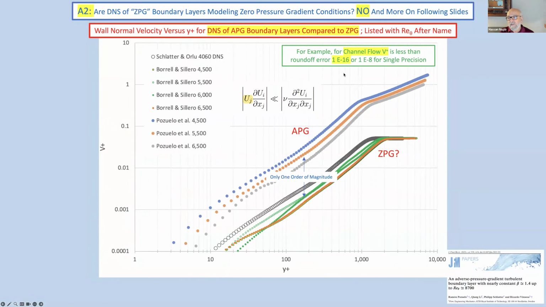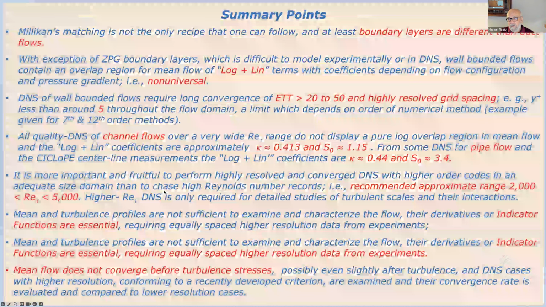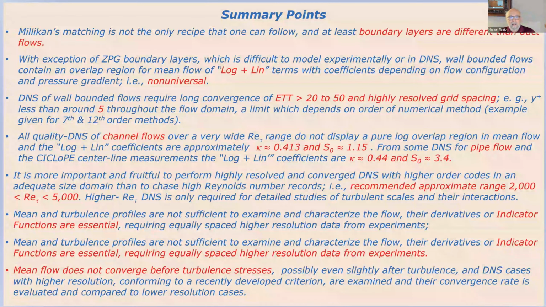If you're using double precision, it's 0. It's 10 to the minus 16. While here, we're looking at 10 to the minus 3, 10 to the minus 2. So I'm ready to conclude. I'm sorry that it took me 5 minutes longer.